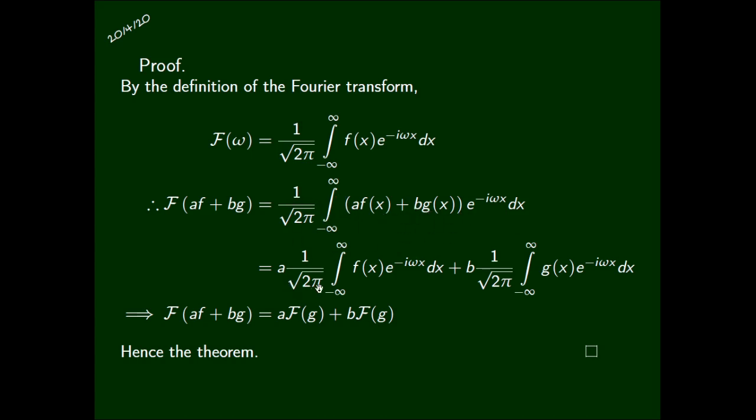So 1 by root of 2 pi into a. I take a here: integral minus infinity to infinity f of x into e raised to minus i omega x dx, plus I take this b outside. So b into 1 by root 2 pi into integral minus infinity to infinity g of x into e raised to minus i omega x dx. Now this integral is Fourier transform of f, and the second integral is Fourier transform of g. So we can write Fourier transform of af plus bg is equal to a into Fourier transform of f plus b into Fourier transform of g. This is proved.